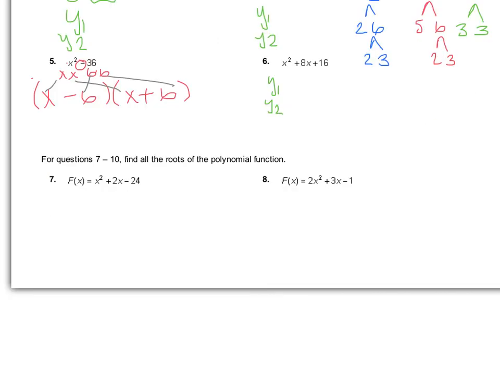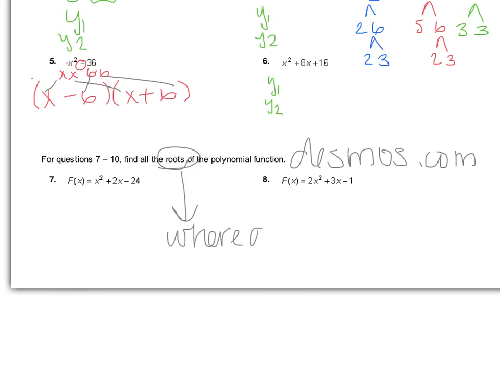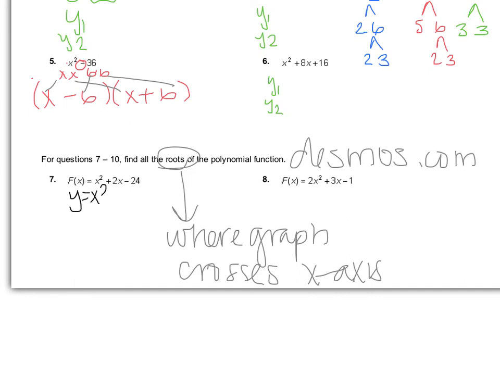Okay, question 7 and 8 ask you to find all the roots of the polynomial. What I would do is I would use Desmos.com. It's a graphing calculator, because remember, your roots are where the graph crosses the x-axis. That's all it is. So I would go to Desmos, I would graph this function. F of x, remember, is the same thing as y equals. So I have x squared plus 2x minus 24.